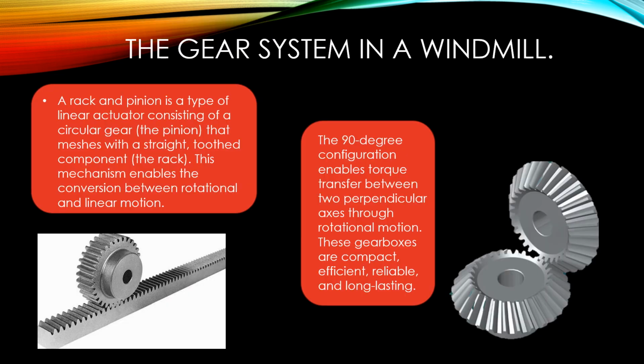So here we have the gear system in a windmill. The rack and pinion is a type of linear actuator. It consists of a circular gear, the pinion, that meshes with a straight toothed component, the rack. This mechanism enables the conversion between rotational and linear motion. The 90-degree configuration enables torque transfer between two perpendicular axes through rotational motion. These gearboxes are compact, efficient, reliable, and long-lasting.